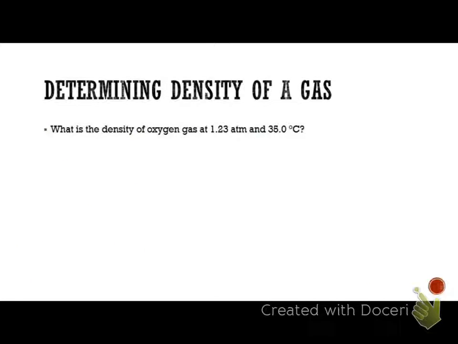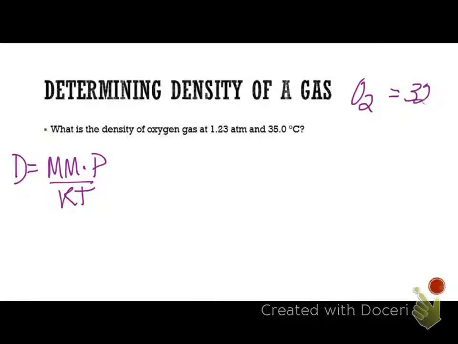Here we have another density problem, density of oxygen. So molar mass times P over RT. Oxygen gas, remember, is O2 because it's a Brinkelhoff. So that means my molar mass is going to be 32 grams per mole. And they gave me everything but temperature that I need. So that's going to be in Kelvin. That's going to be 308 Kelvin.